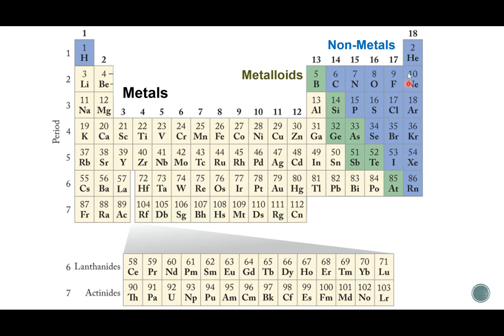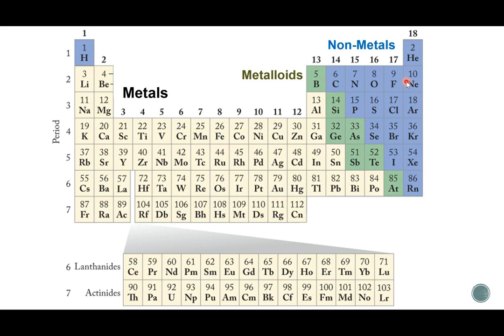Over here in this teeny tiny little blue section on the top right-hand side of our periodic table are our nonmetals. So our nonmetals are everything that the metals are not. So they are typically a gas or a liquid at room temperature, do not conduct electricity, do not conduct heat. So they're everything that a metal is not.